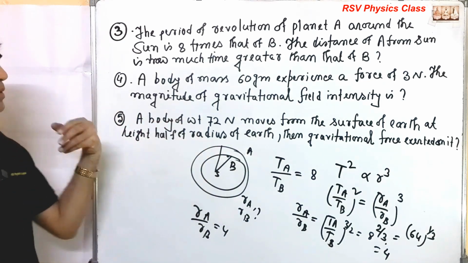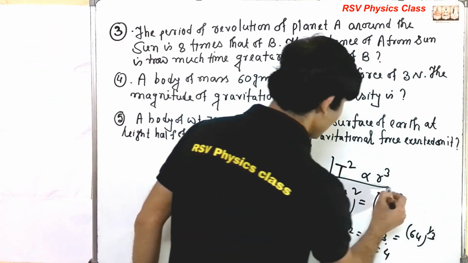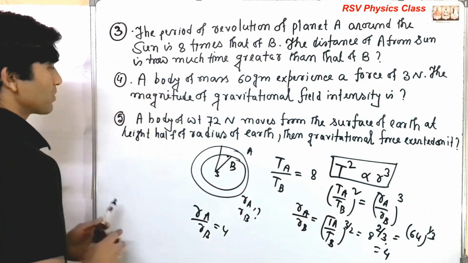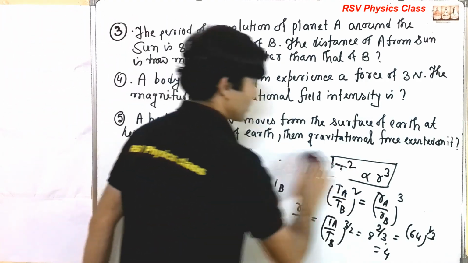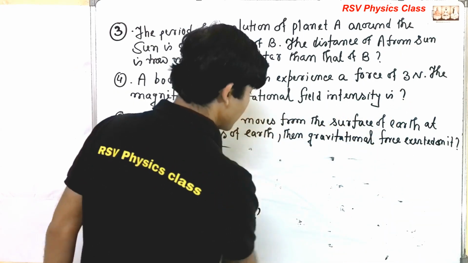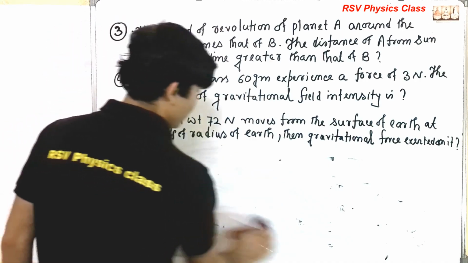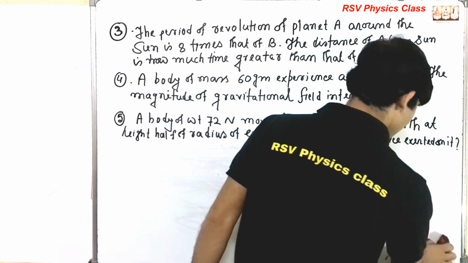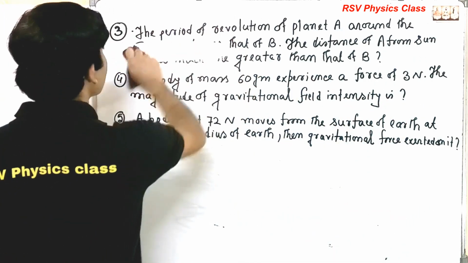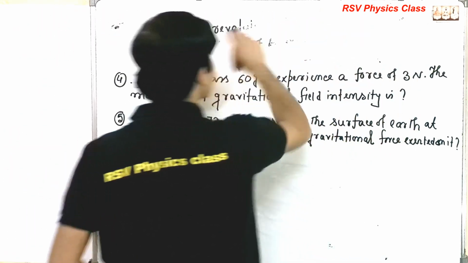So these types of problems may come in your exam. Simple, use the relationship T square proportional to R cube. So this is from Kepler's third law, and then Kepler's areal velocity constant is from Kepler's second law, and planets moving in elliptical orbit is Kepler's first law. Okay, so these 3 laws and associated problems will be very important. Okay, so now that problem is over. Now read the next problem.